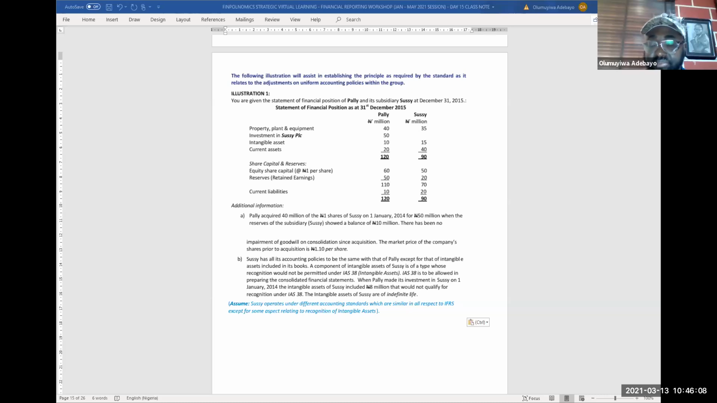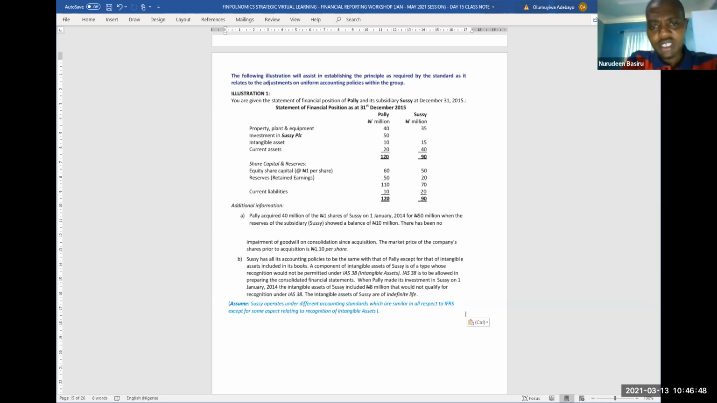Okay, who can explain what the principle or what the question is trying to examine? The floor is open. Who can explain?